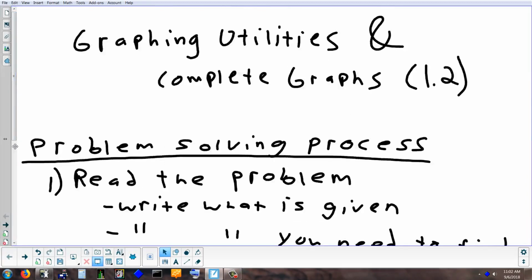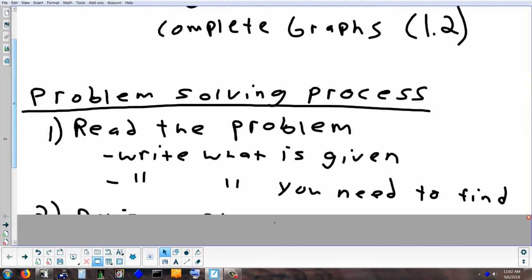So anytime you have a word problem, or some kind of problem you're trying to figure out, it's important to write down whatever they're giving you and then figure out what they're asking you to find. Because if you read a problem and you have no idea what they're asking you to find, then you're not even going to be able to begin to figure out how to find it. So you've got to figure out what it is they want you to find and what it is they're giving you.